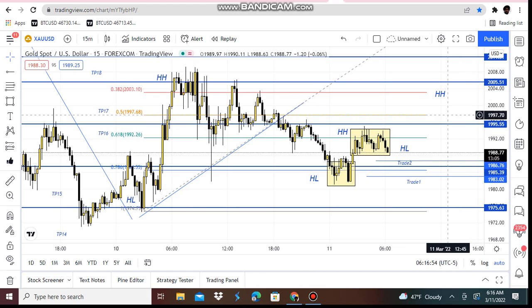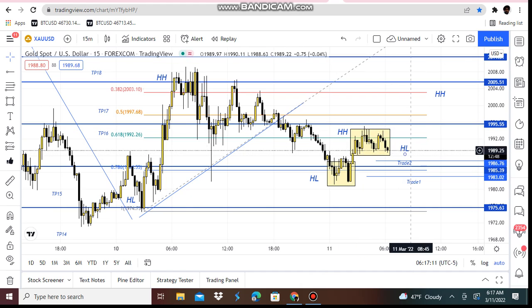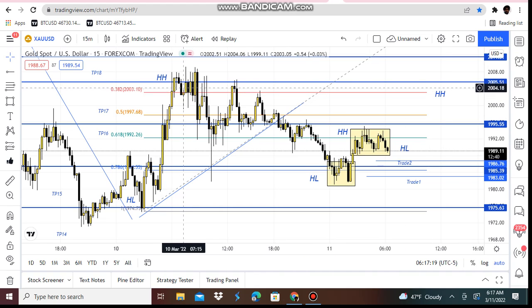But this is just how I look at my charts now, gang, how I technically analyze my charts. So I hope these help. We'll be going over fundamental news as well, as that's important too. Price still made a higher low. And we should see price making a higher high back up to 2002, back up to 0.382 Fibonacci, just as it was up here March 10th, 2022.